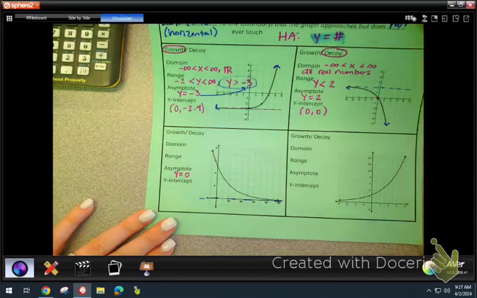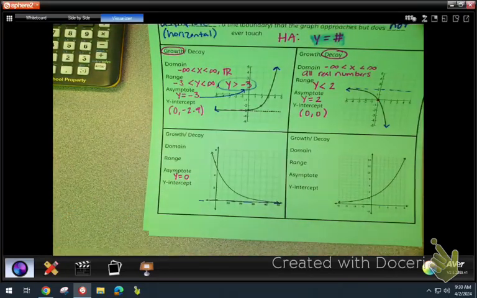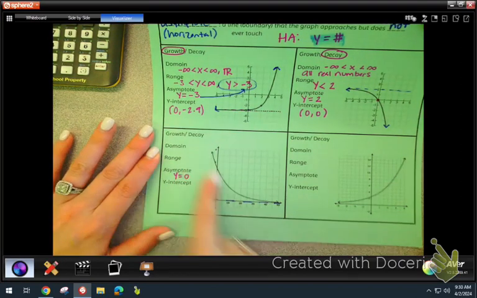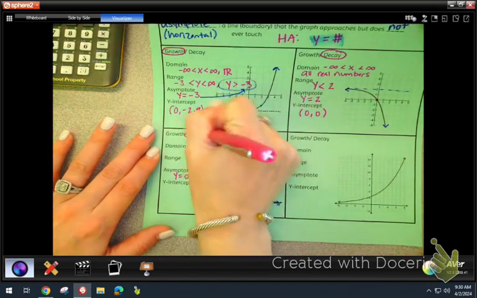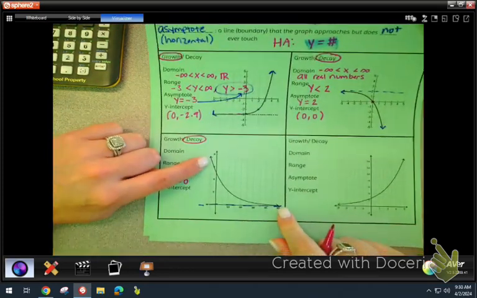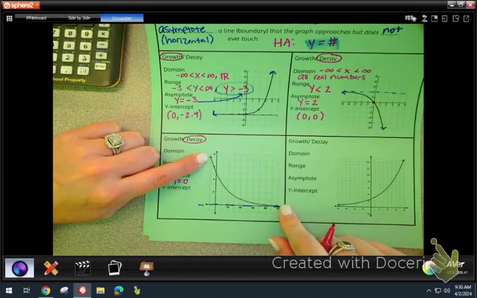Okay, let's talk about this graph right here. Is this graph growing or decaying? Decay. It's decaying, because if I read it left to right, the values of y are decreasing. Are there arrows on this graph, left and right? Yes. So what does that tell you about your domain?